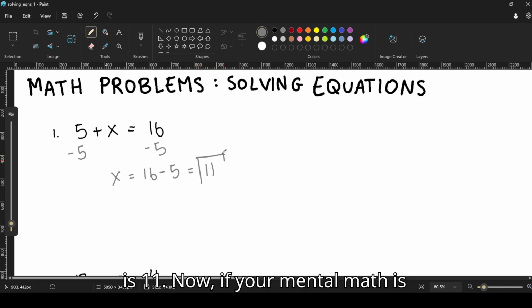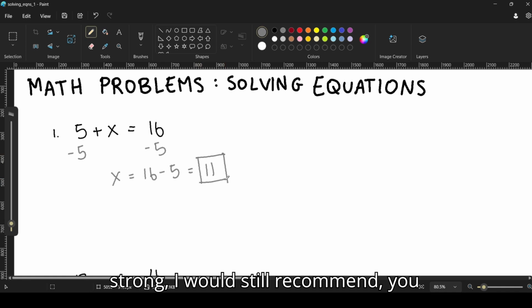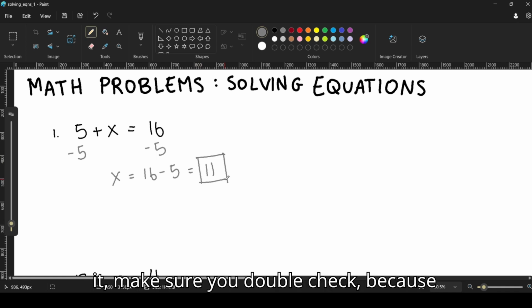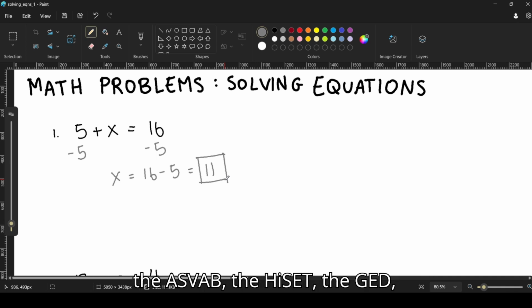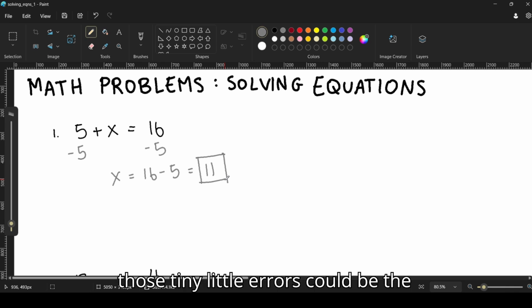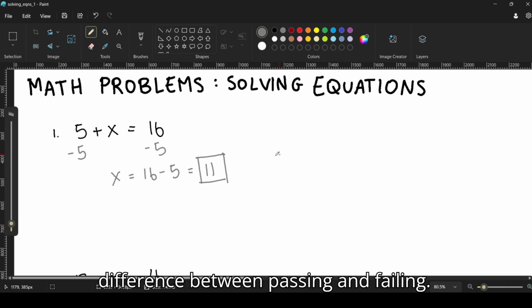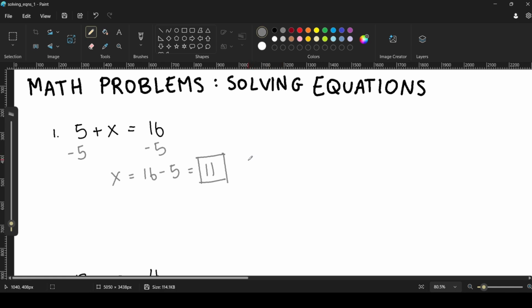Now, if your mental math is strong, I would still recommend, if you're not going to visualize it, make sure you double check, because if you're taking a standardized test like the ASVAB, the HiSET, the GED, those tiny little errors could be the difference between passing and failing. So make sure that whatever you do, you stay vigilant, don't get cocky, don't get complacent, make sure that you're really thinking these over.